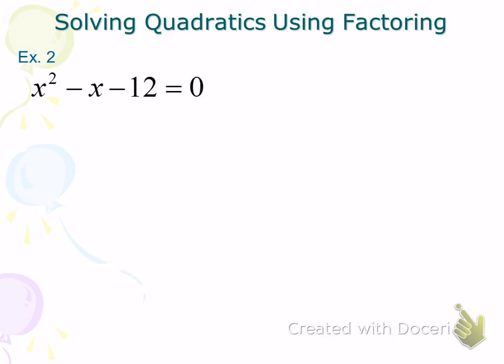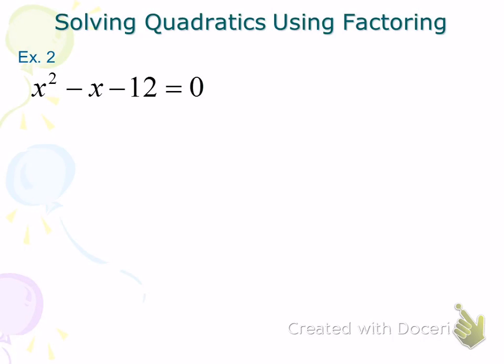Last one and then we'll quit for the day. Almost there. x squared minus x minus 12 equals 0. Now, if I'm going to solve by factoring, I have to make sure that it is equal to 0 because I want to use the zero product property. There is no product property for 12, so if the 12 was on the other side, I'd need to subtract 12 to get it equal to 0.